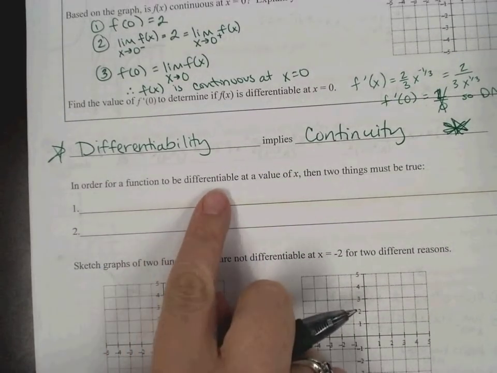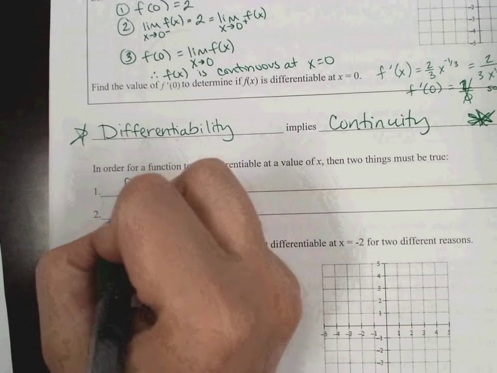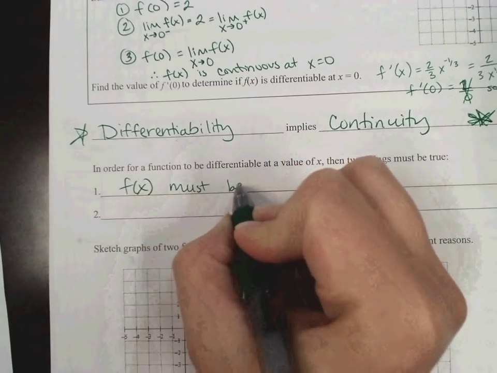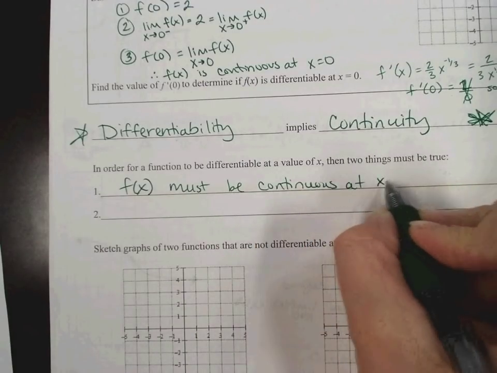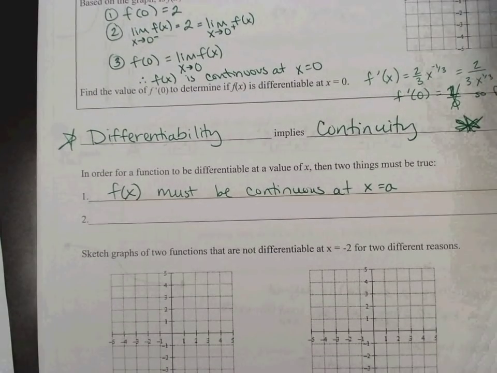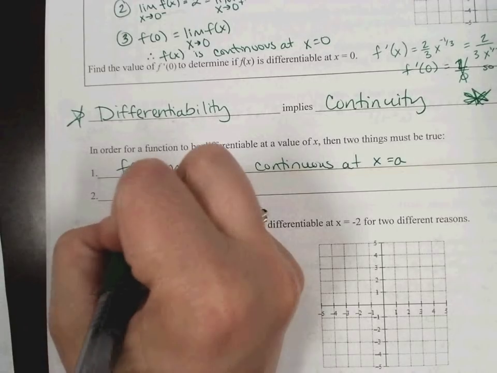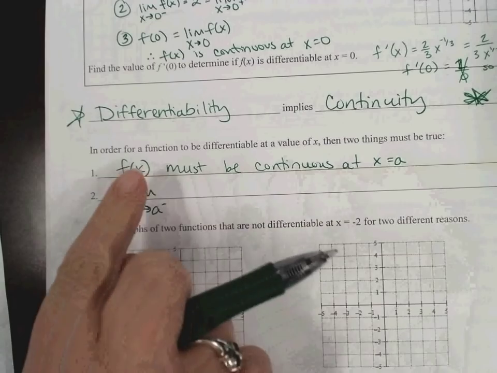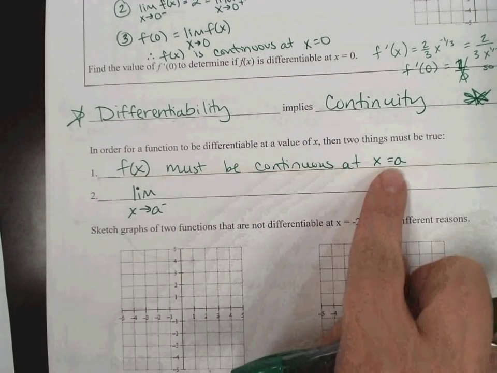So in order for a function to be differentiable at an x value, two things must be true. The function must be continuous. Please make sure you're writing in these notes as I'm showing them. I went quicker through the first three because we had gotten through a lot of that in class. But your notes need to be filled in as you're watching this. So for a function to be differentiable at a value, the function must be continuous.